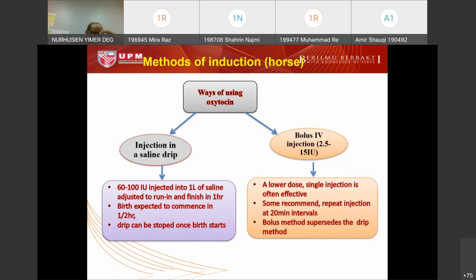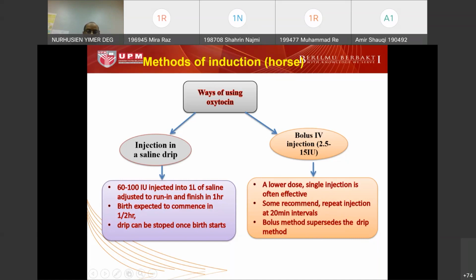On the other side, there is the bolus IV injection. Instead of giving it as a drip with the saline, you can give just a direct IV injection as a bolus. In this case, the dose can be reduced. You don't have to go up to 100 international units, because you are giving it as a bolus injection. In some cases you might need to repeat, and if you feel there is a need to repeat without response, you can do that after 20 minutes, or within a 20-minute time interval.